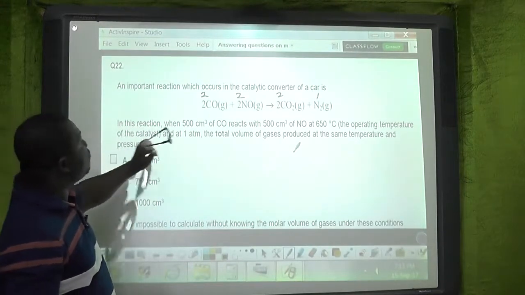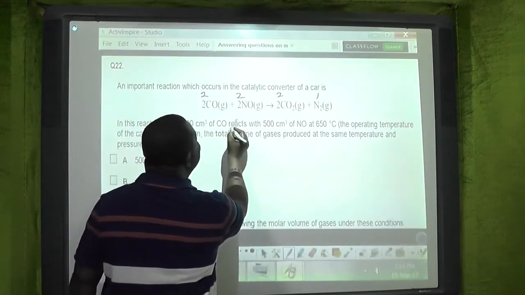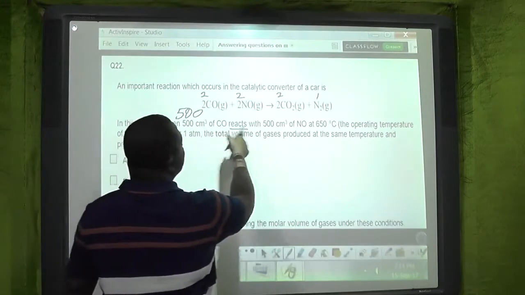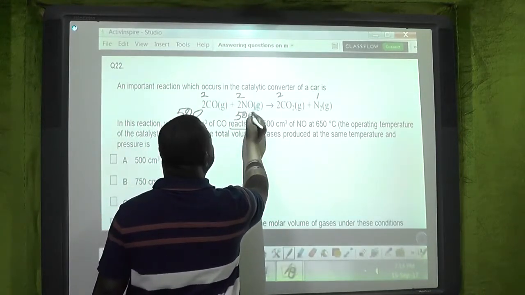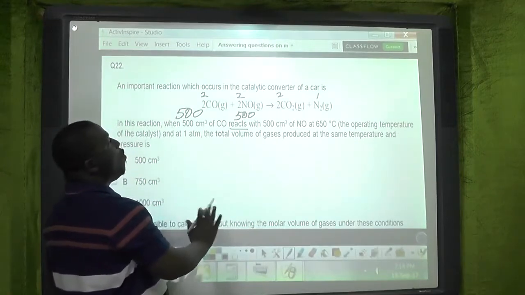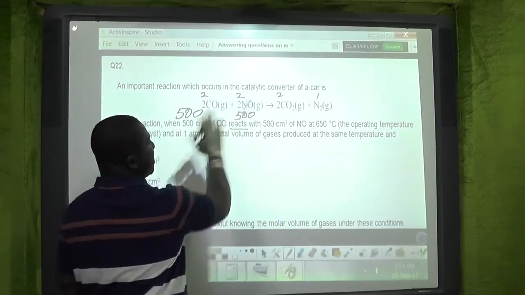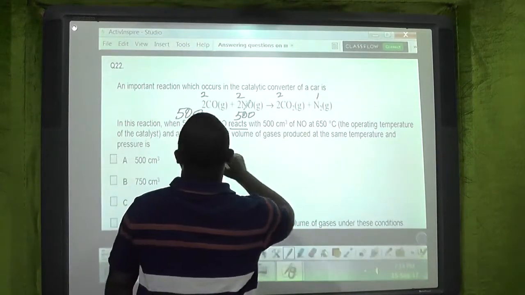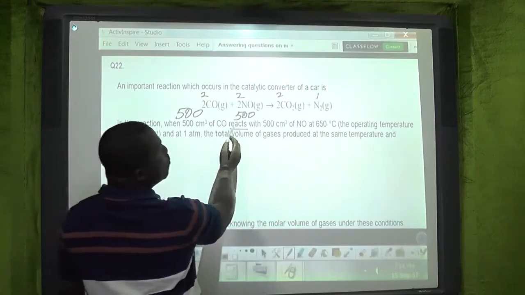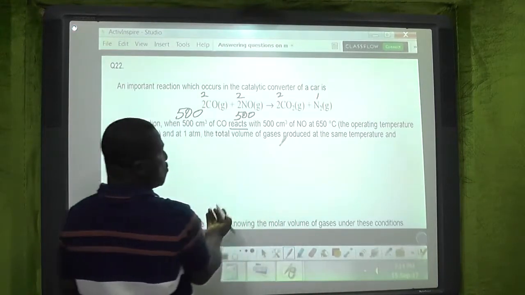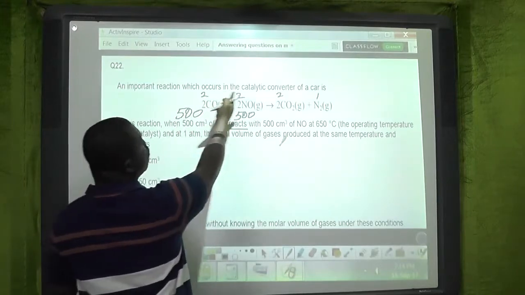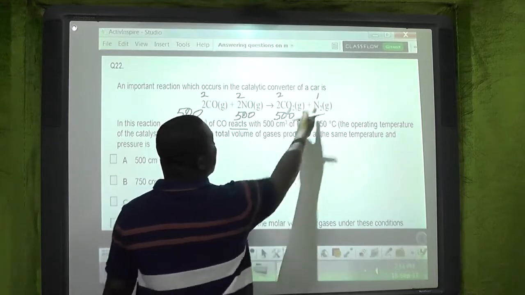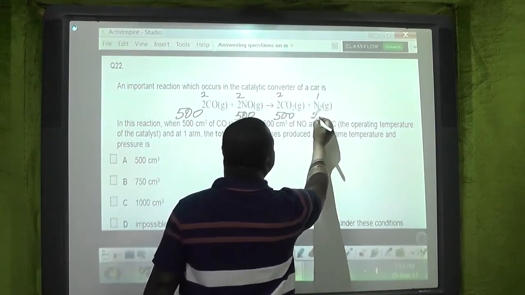Then what next? In this reaction, 500 cm³ of CO reacts with 500 cm³ of these. Of course, that means everything is going well. These are equal, and they are equal. What you are given is they are all equal at this temperature and pressure. Then they are saying, total volume of gas produced at the same temperature and pressure will be what? This is quite easy. 2 to 2. This also is 2. This also is 500, since it's the same ratio. And since this is half of the ratio, it will be 250.